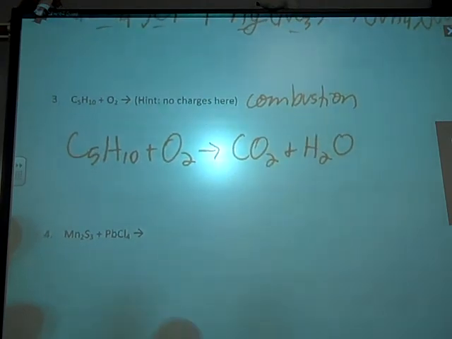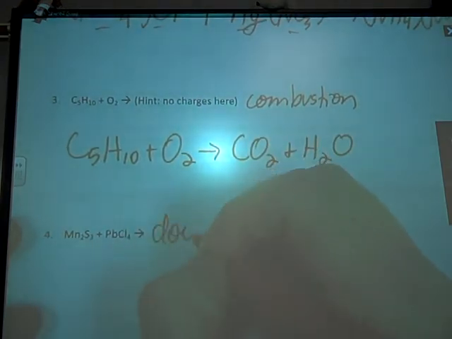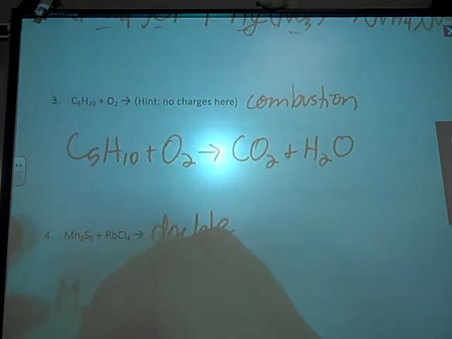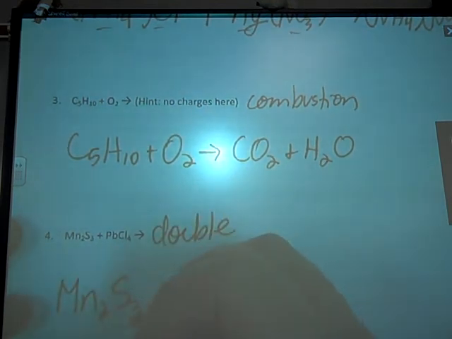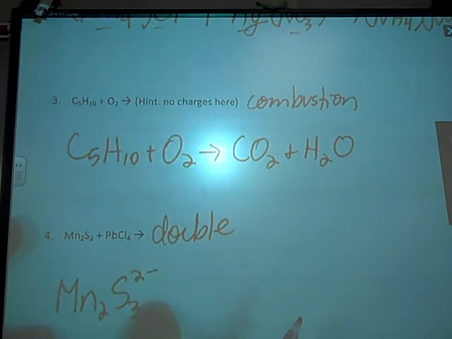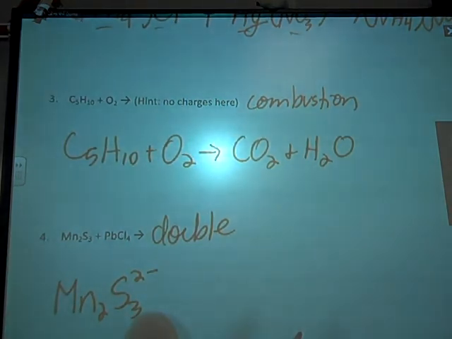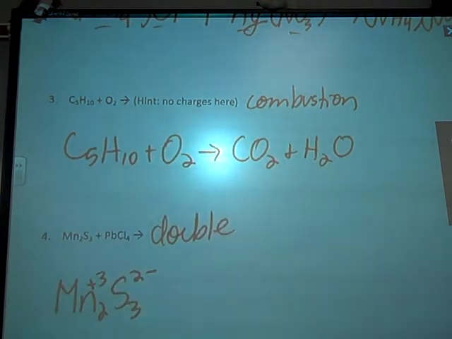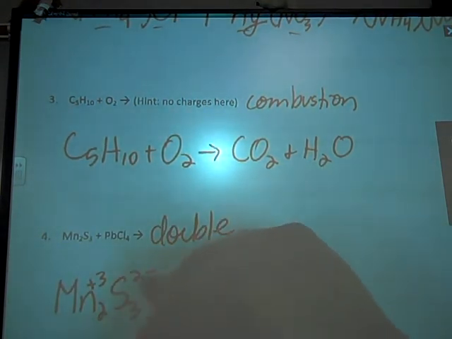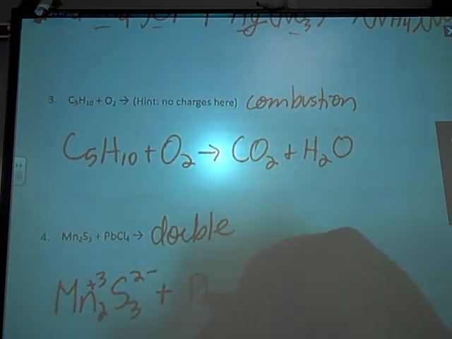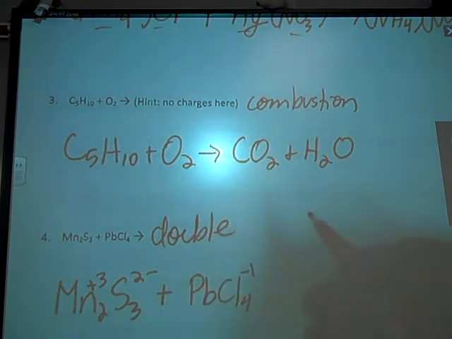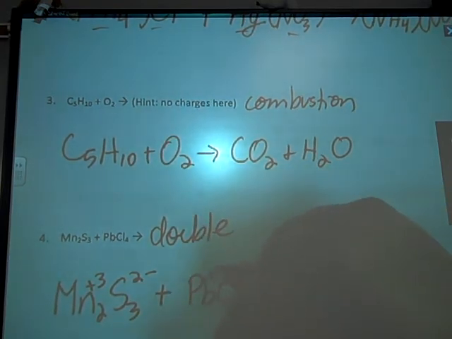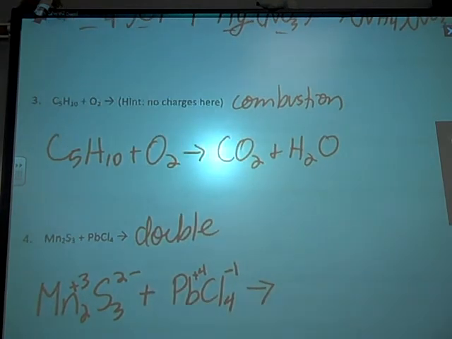Number 4, I have compound reacting with compound, makes this a double. First, let's put in our charges. I know sulfur is a 2-, so that's a grand total of -6 charge that I have to get rid of. Means my manganese must be a +3 to counteract that -6 charge I have over here from the sulfur. Plus PbCl4. Cl is a -1, but I have 4 of them. Grand total of -4 charge. Lead must be a +4 to counteract that.